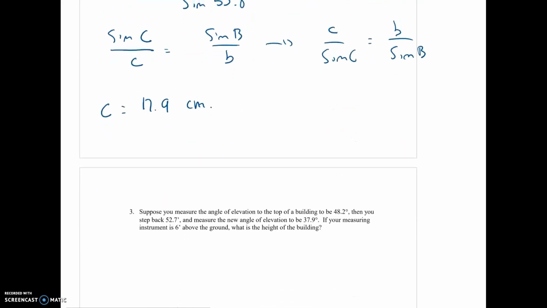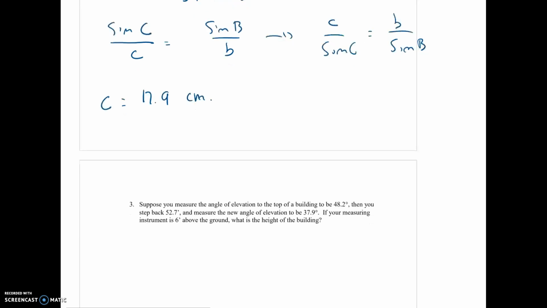All right, practice problem number 3. So what do we have? Suppose you measure the angle of elevation to the top of a building to be 48.2 degrees, then you step back 52.7 feet and measure the new angle of elevation, 37.9 degrees. If your measuring instrument is 6 foot above the ground, what is the height of the building?